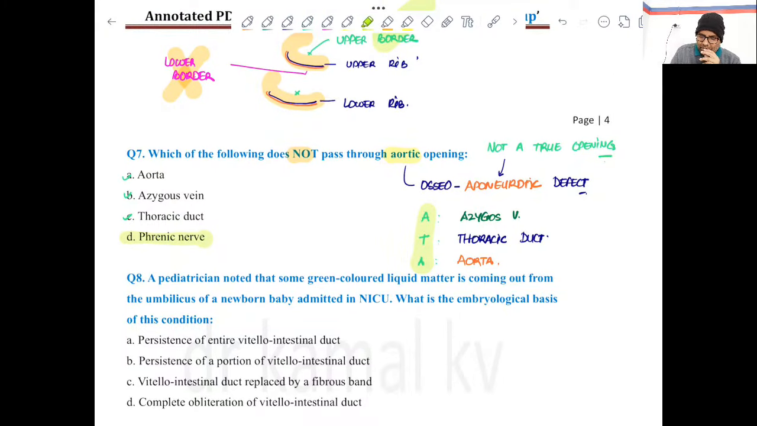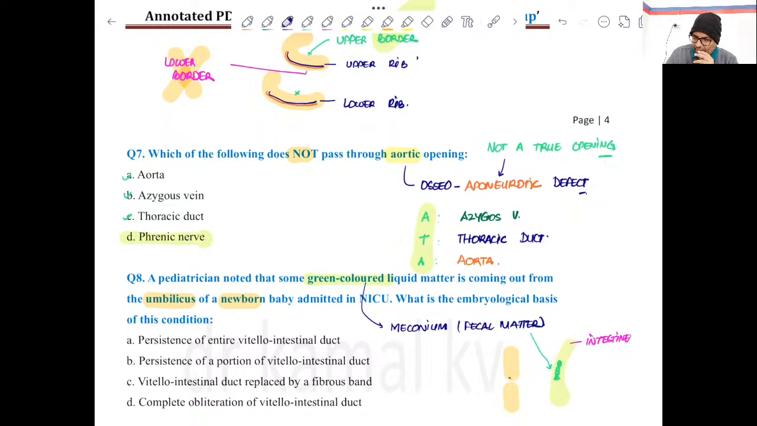Then a pediatrician noticed that some green colored liquid matter is coming out through the umbilicus of a newborn. What is the embryological basis? Now this green colored matter is actually the meconium, or what you call the fecal matter. Now this fecal matter has to be in the intestine. So suppose if this is the intestine here, so this fecal matter has to be here in the intestine, right? Now as per the question, it is coming out through the umbilicus.